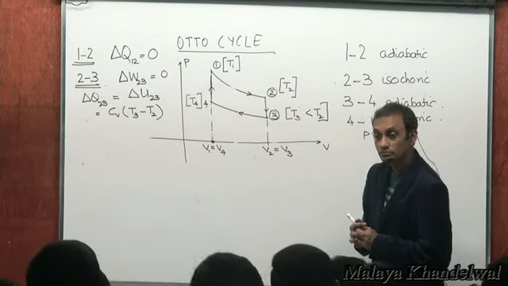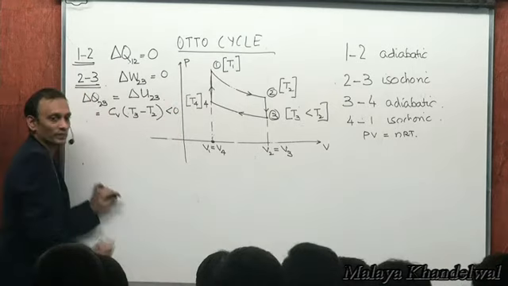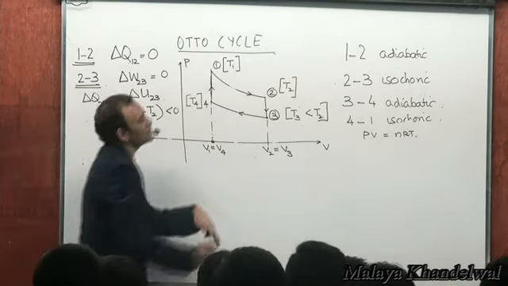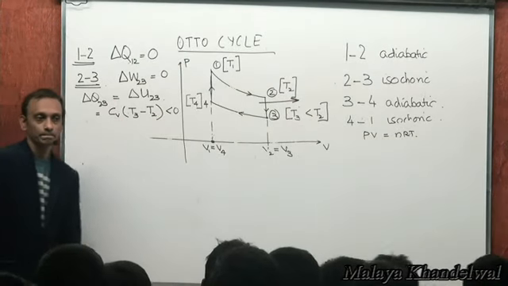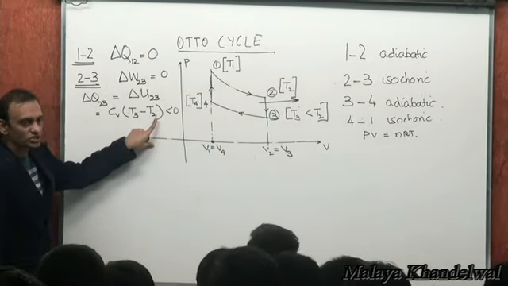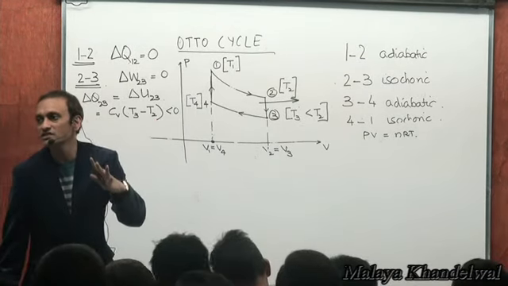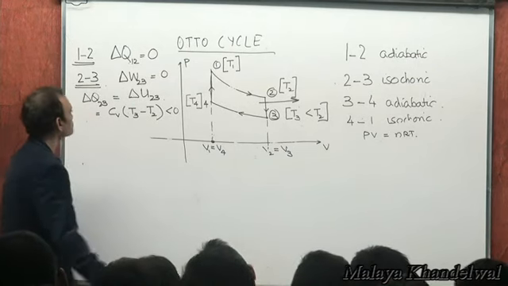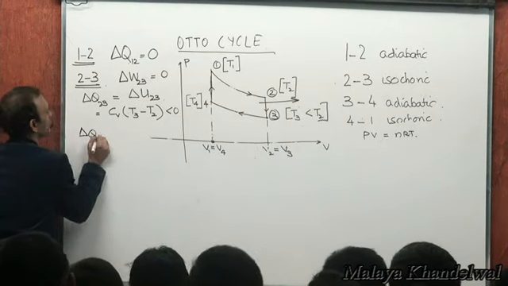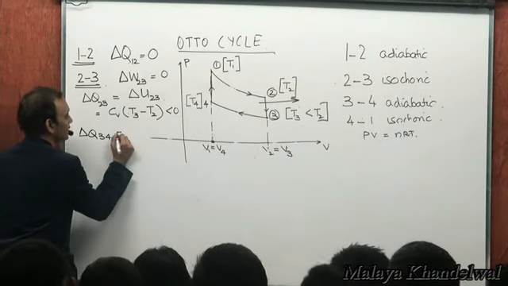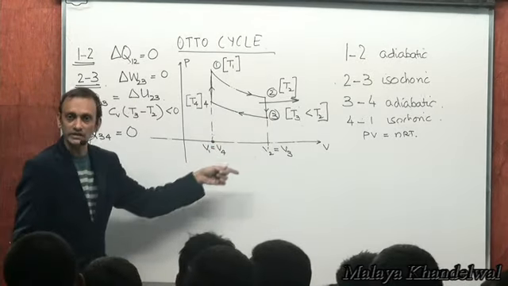Right? And therefore, this will be a negative number. That means, yes, in 2, 3, heat must be rejected from the system. This is a negative number because T3 is less than T2. So heat must have been rejected during this process. Clear? What is delta Q in 3, 4? 0. Why? Because it's an adiabatic process. Right?